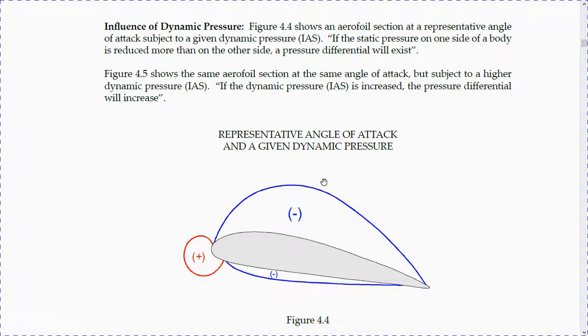Influence of dynamic pressure. As we can see here, this is an airfoil section at a representative angle of attack subject to a given dynamic pressure. If the static pressure on one side of a body is reduced more than on the other side, a pressure differential now exists. So we need a pressure differential. That can be low pressure here, but low pressure here, but it's lower there, so it's a pressure differential.